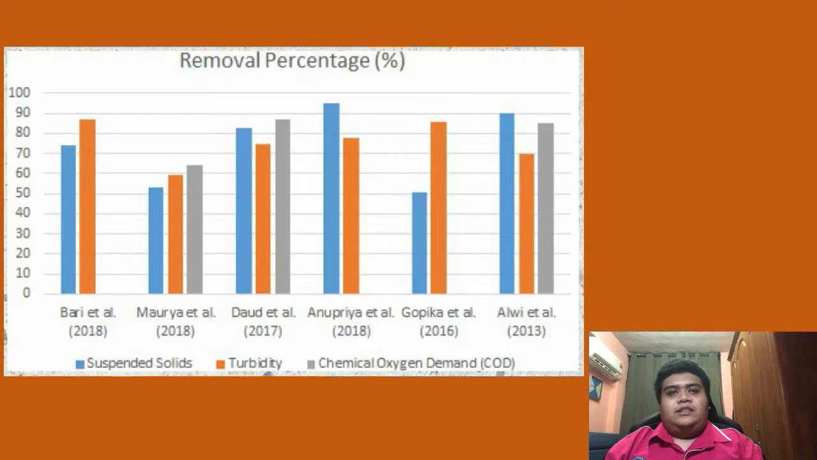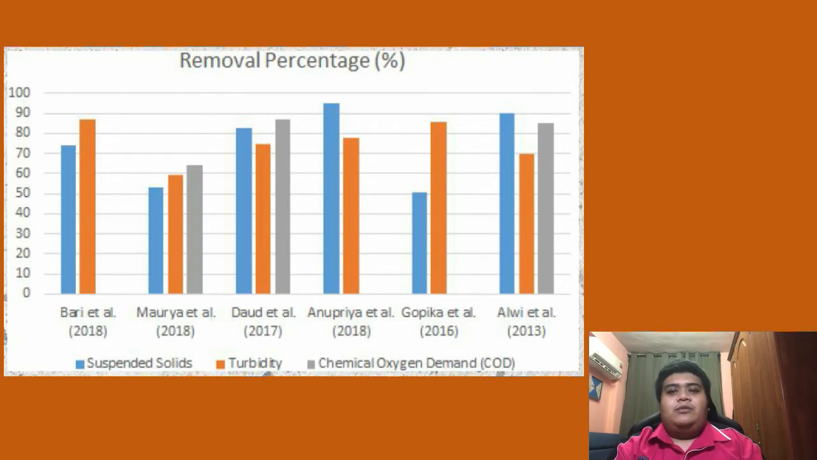Okay, next, for the results and discussion section, the data and results were obtained from various studies and comparison were made among them. In this figure, it shows the percentage removal of turbidity, suspended solids, and chemical oxygen demand. The data for removal of turbidity was shown in blue color, orange for suspended solid removal percentage, and grey color for chemical oxygen demand removal percentage.